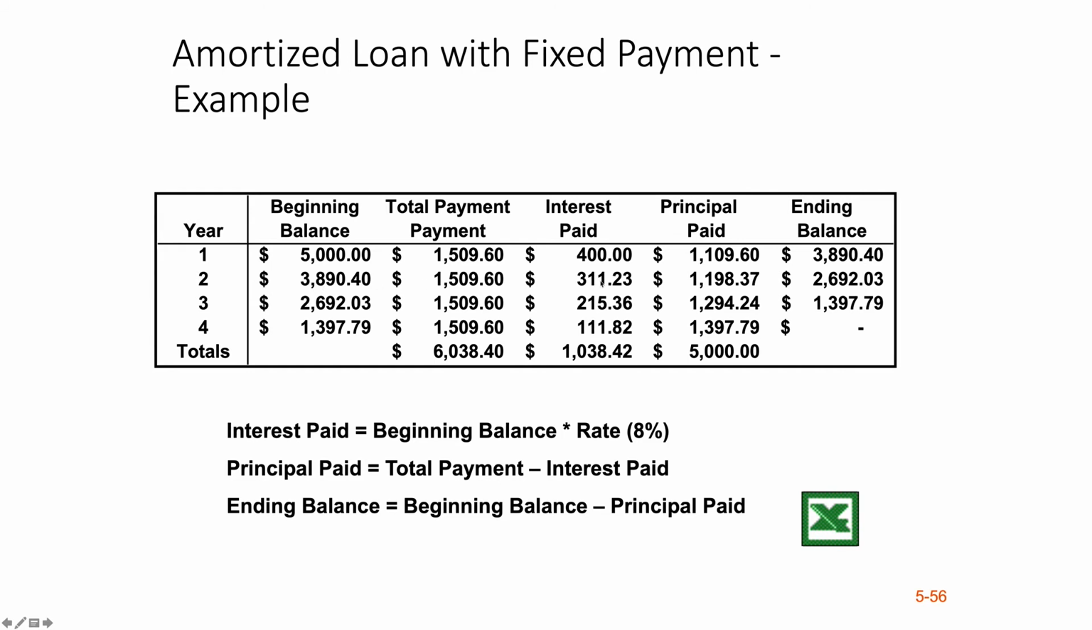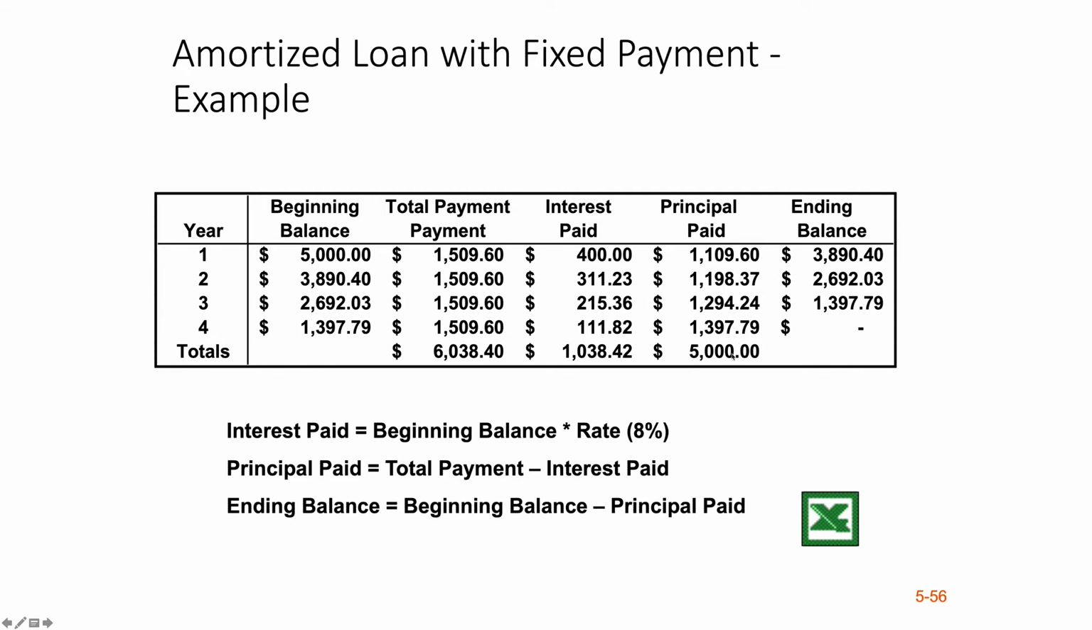So 1509.6 minus 311, your principal payment on the second period, 1198.37, and using the beginning minus principal payment, you get a new ending balance. So here the principal payment part is amortization. After 4 years, you amortize the 5,000. And here's the interest payment totally for 8 years, 1038.